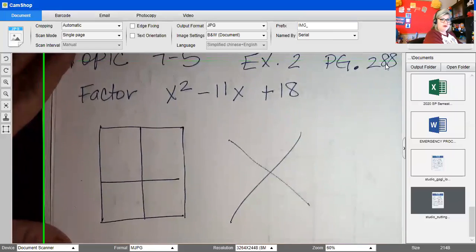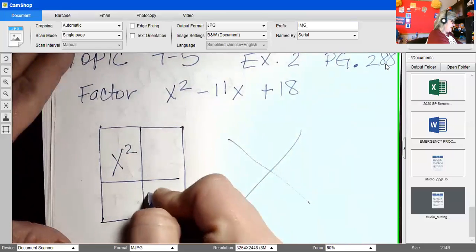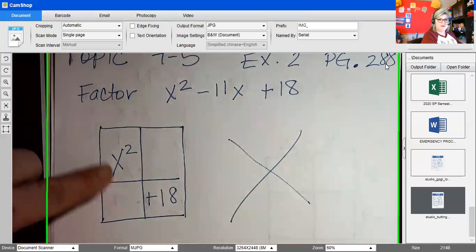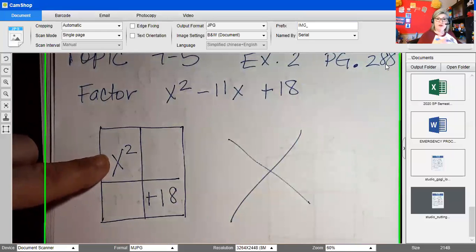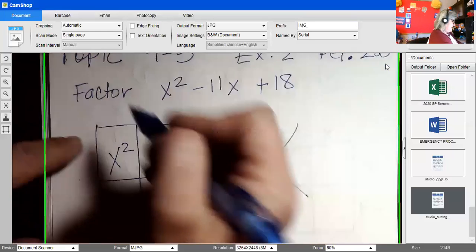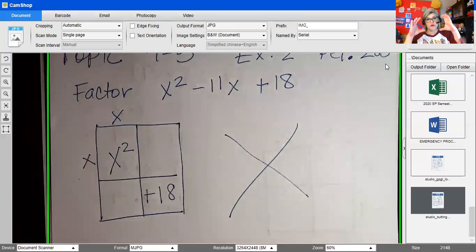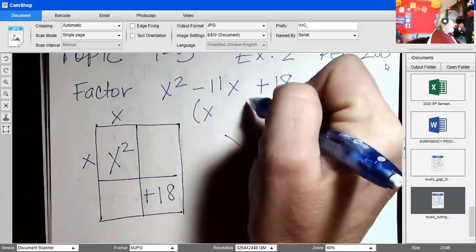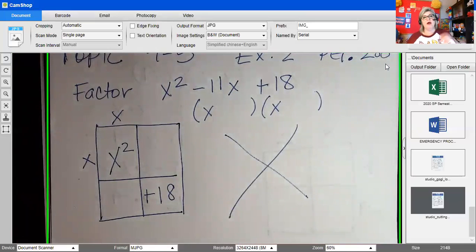Now, if we use the box method, we know that this box is x squared, and this one has to be a positive 18. So with this being x squared, to get x squared, we use our area. Area is length times width, so that would be x times x. So now we've filled out one part of our parentheses because we know this is going to wind up being x and x. We just don't know what the other piece of it is, the other term.